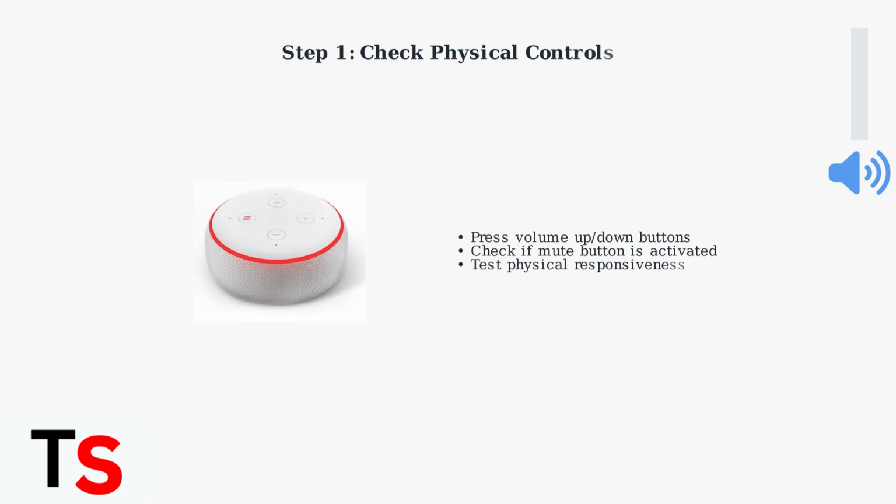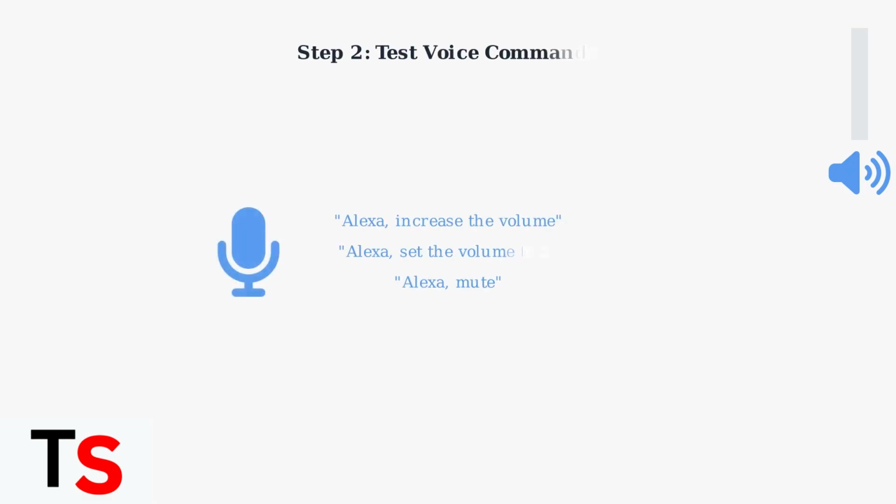First, check the physical volume buttons on your Echo device. These are the most direct way to control volume and can help determine if the issue is hardware or software related. Try using voice commands to control the volume. Say, "Alexa, increase the volume," or "Alexa, set the volume to 5." This tests if Alexa is responding to voice commands properly.